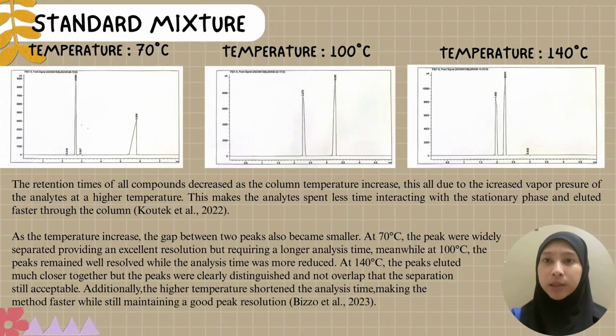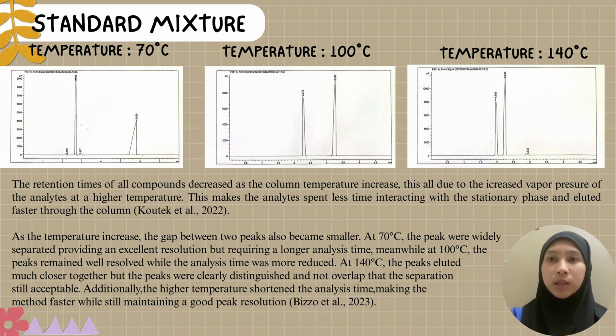This happened because increasing the column temperature increased the vapor pressure of the analyte. As a result, the analyte spent less time interacting with the stationary phase and eluted faster through the column. We also observed that the gap between the two peaks becomes smaller as the temperature increased.